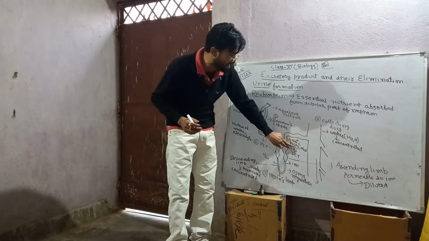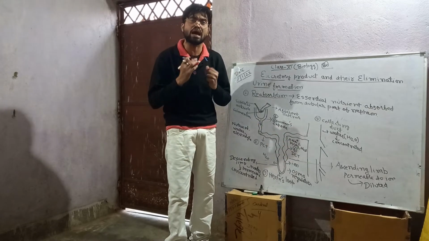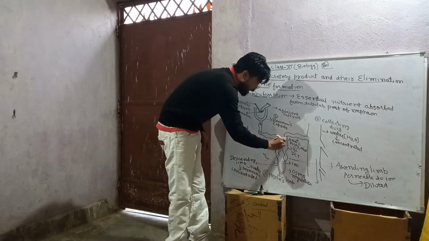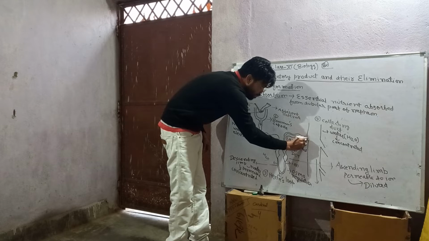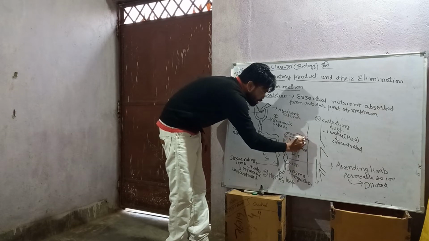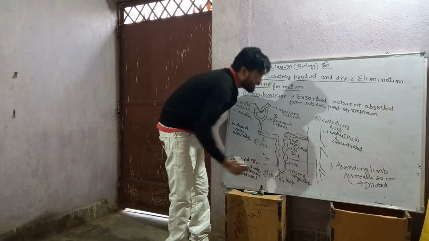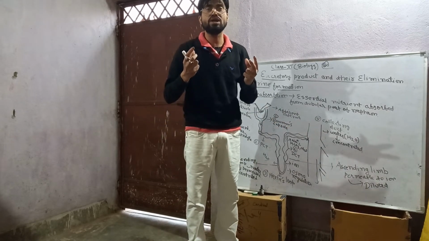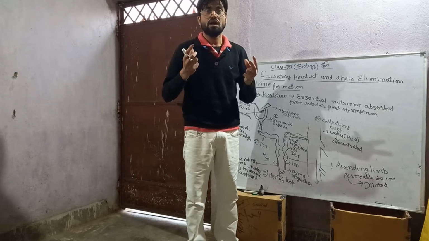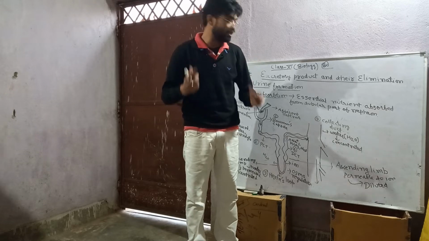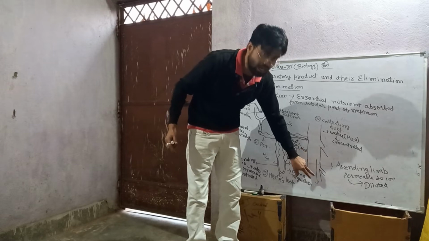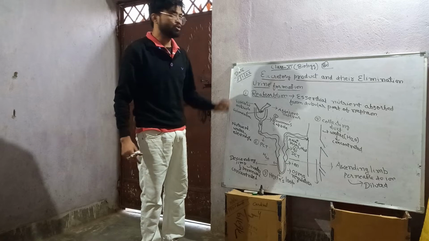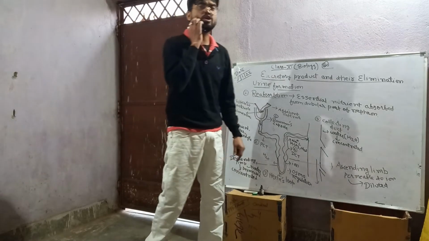In the DCT, sodium ion, bicarbonate ion and water are reabsorbed by the tubular part of the nephron. Then from here it moves to this part, which is known as the collecting duct. In the collecting duct, again water is absorbed and the urine becomes concentrated. Water is absorbed, the urine is concentrated, and then it passes out of the nephron. So this is the whole reabsorption process. Now we are moving to the secretion process.